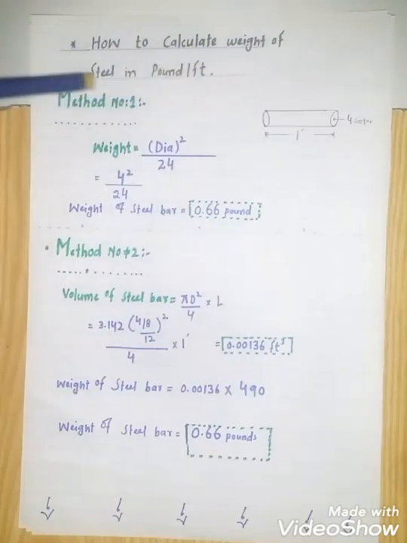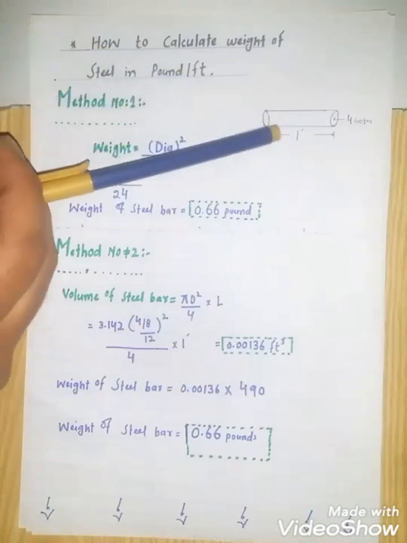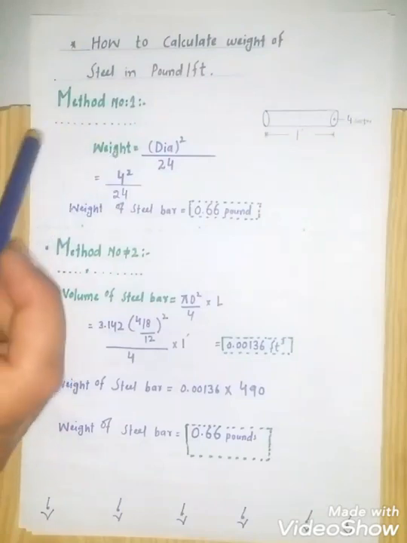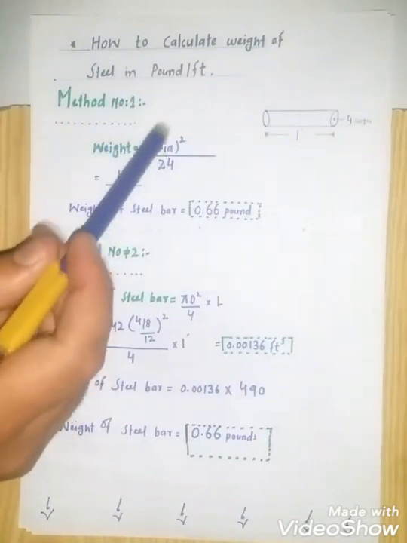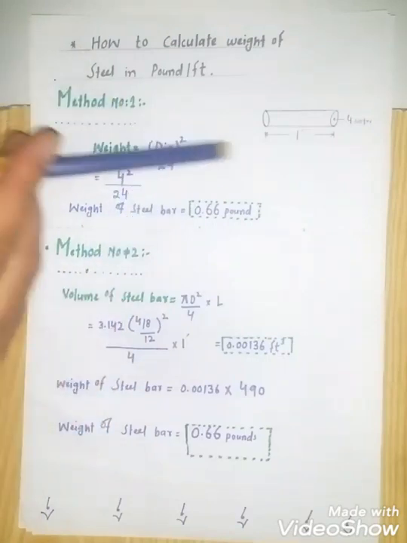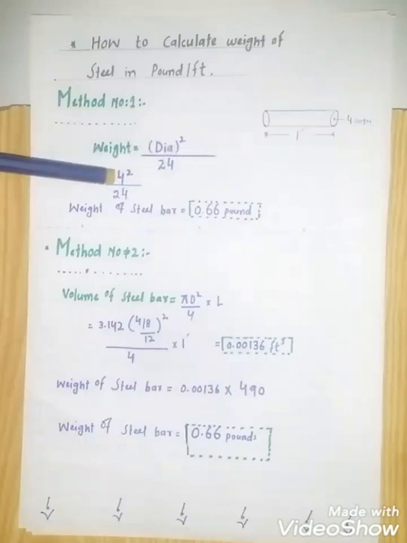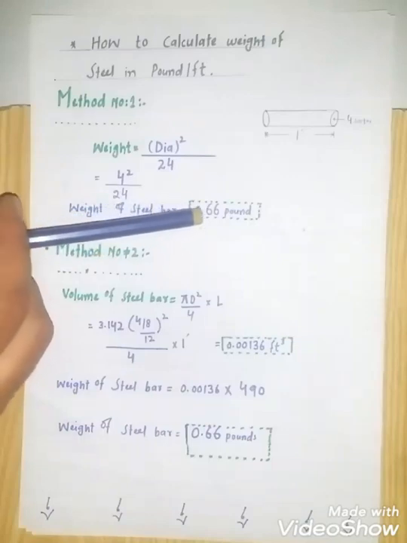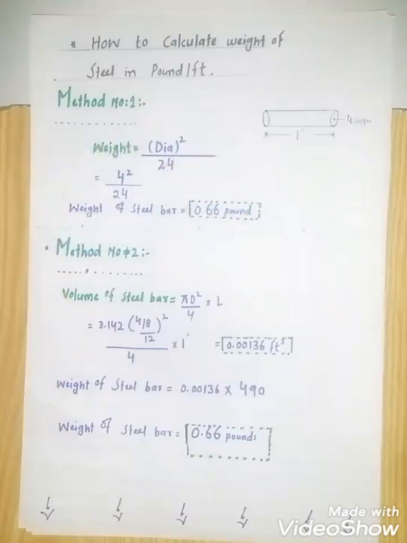Now explain the third part of my lecture. How to calculate weight of steel in pound per feet. Let's start method number one. The length of steel bar is 1 feet and dia is 4 shooter. The weight is equal to dia square divided by 24. The dia bar is 4 shooter, square divided by 24. The weight of steel bar is equal to 0.66 pounds. This is the first method.